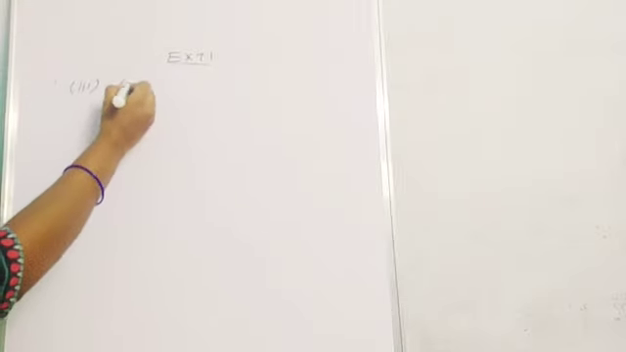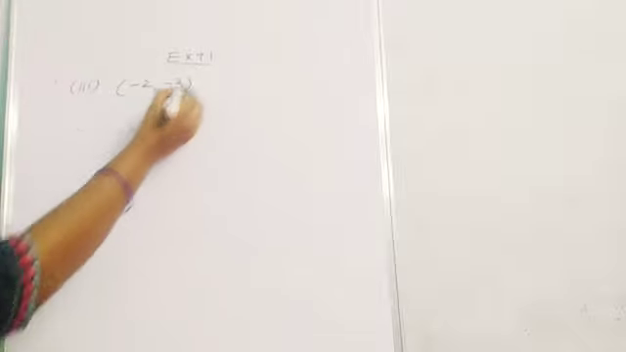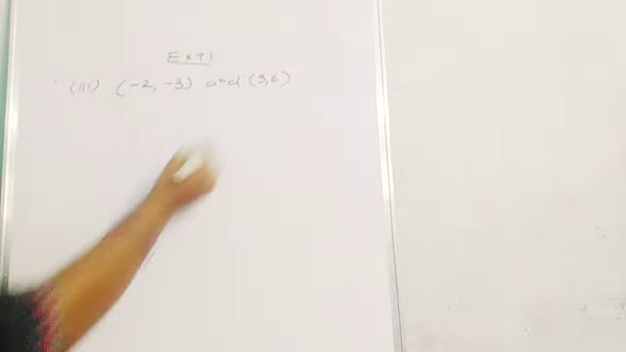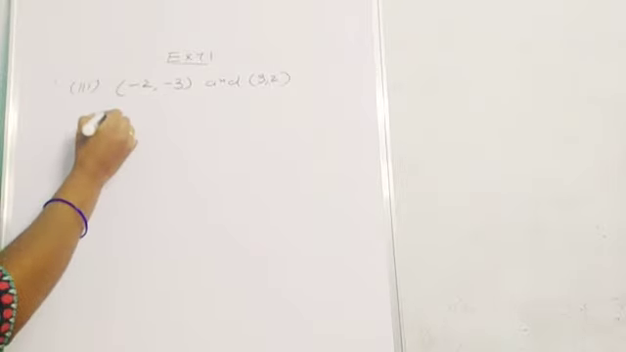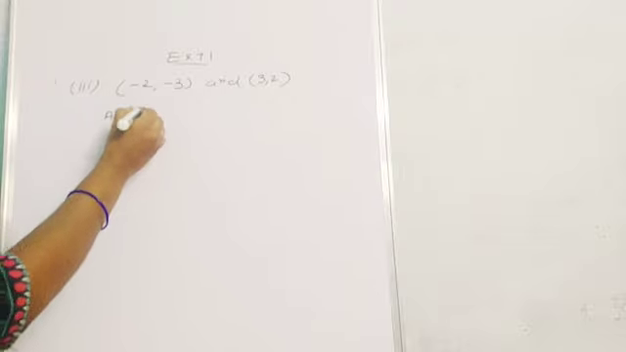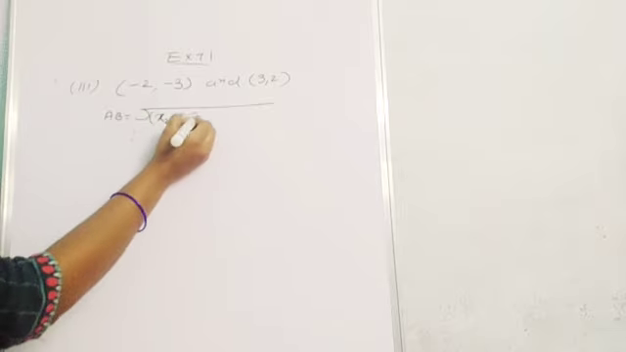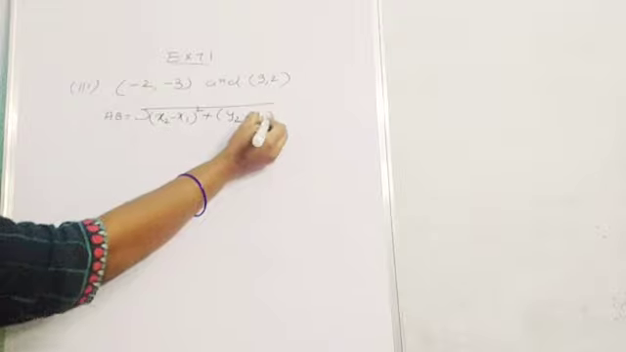The given points are (-2, -3) and (3, 2). These are the two points given here. Now we have to find the distance AB. What is the formula for the distance between two points? Square root of (x2 minus x1) whole square plus (y2 minus y1) whole square.